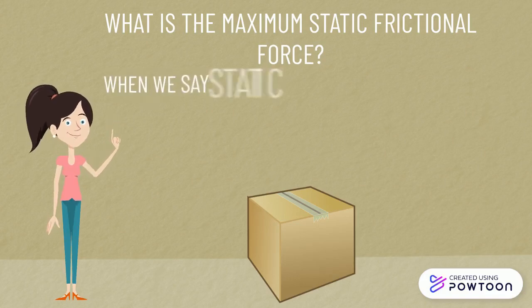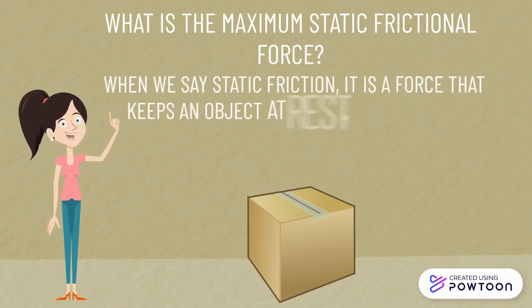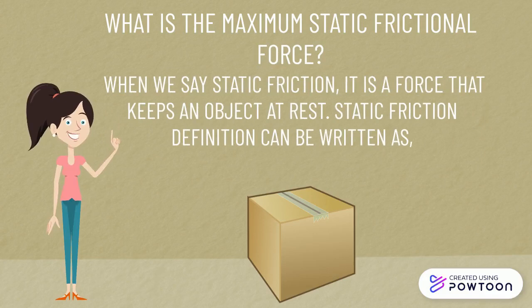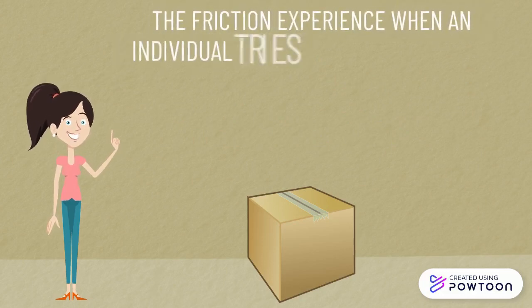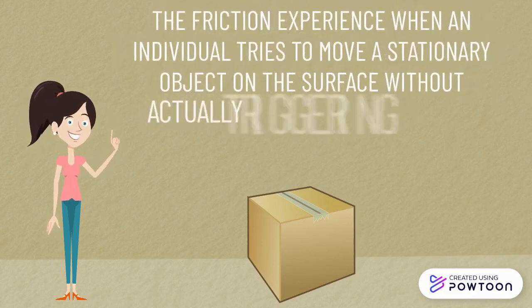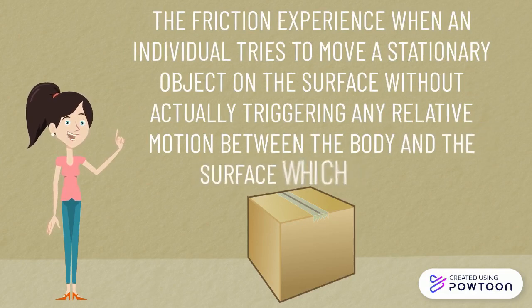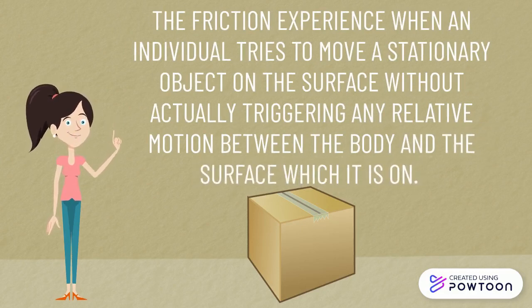So when we say static friction, it is a force that keeps an object at rest. Static friction can be defined as the friction experienced when individuals try to move a stationary object on a surface without actually triggering any relative motion between the body and the surface which it is on.